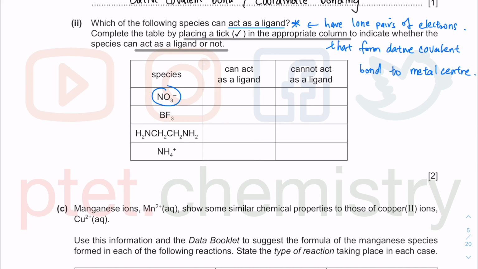That's the thing that's confusing about this question. You do not put a cross because they say put a tick in the appropriate column, whether it can or cannot act as a ligand. Well, let's see about BF3 first.